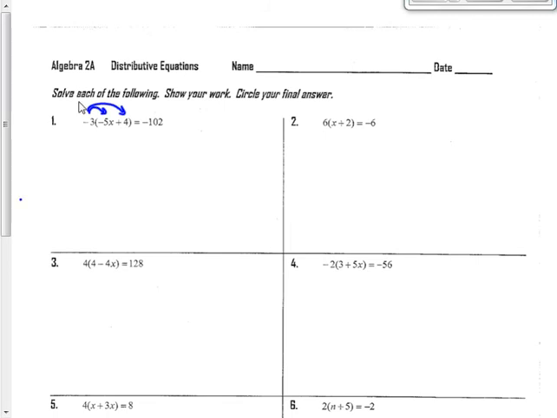So I've got negative 3 times negative 5x, which gives me 15x. Negative 3 times 4 is negative 12, is equal to negative 102. Okay, and so it's normal distributive property stuff. Now I look and see, hey, I've got a nice friendly equation here. So go ahead and solve this. Get rid of the adding and subtracting first.